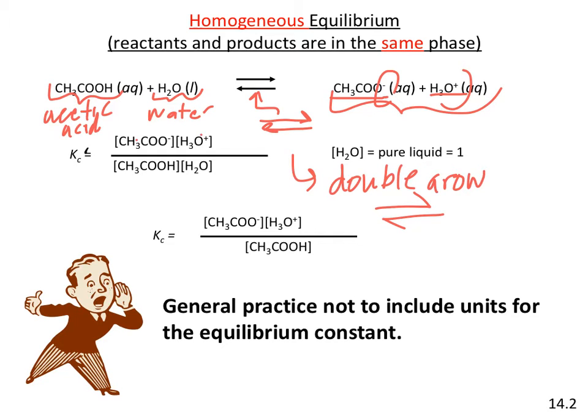They have coefficients of 1, so we don't have to worry about any exponents here. And the reactants are... so those are the products right here on top. And we divide by the reactants. In this case, acetic acid is a reactant, but water, if you look at the way the equation's written, water is a liquid. And so that becomes a 1. Over here you see that. That becomes a 1 in the equilibrium constant expression.